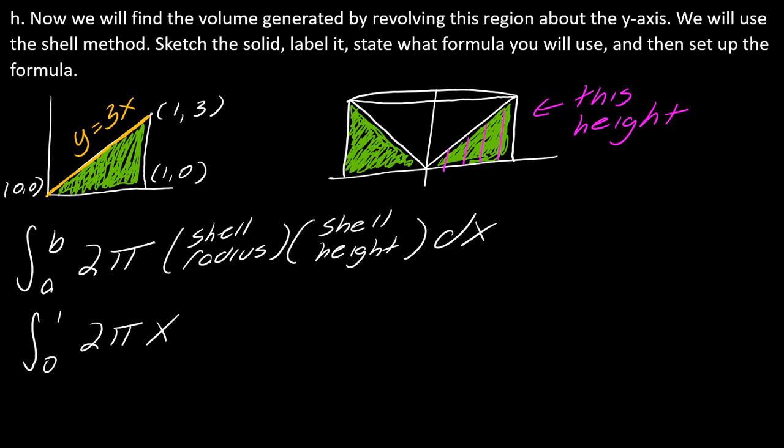My shell height goes this way. So now I'm figuring out what this dynamically changing height is, taking that highest minus lowest value. In this case, that's going to be 3x minus 0. I know I didn't need the 0, but I like to throw it in there just so that you have that sense of calculating what the height is. But we could ultimately drop the 0. Bada bing, bada boom, integrate, you're all good to go.